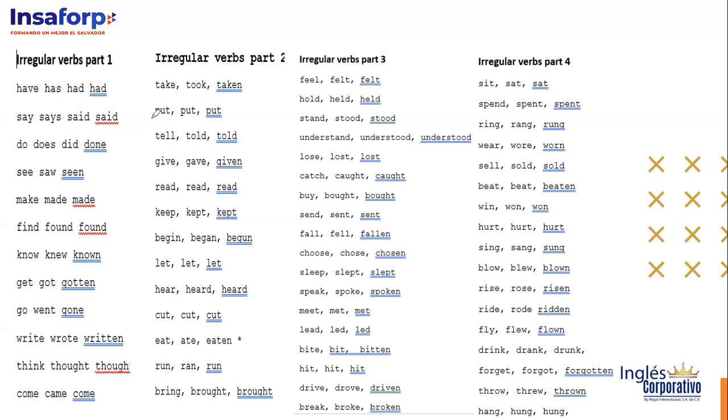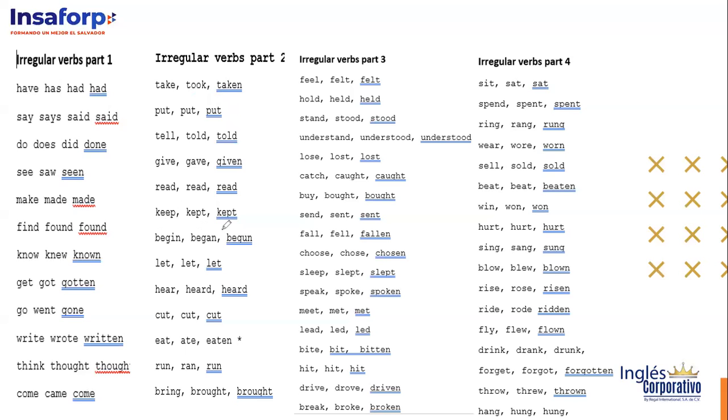Eso no cambia. Usted puede decir, I put the phone on the table today. Or you can say, I put the phone on the table every day. Entonces, si usted dice every day, estamos hablando del presente. Pero si dice, I put the phone on the table yesterday, ahí está hablando del pasado. Entonces, lo que va a cambiar va a ser la expresión de tiempo, the time expression. Okay. Gabriel, continue, please.